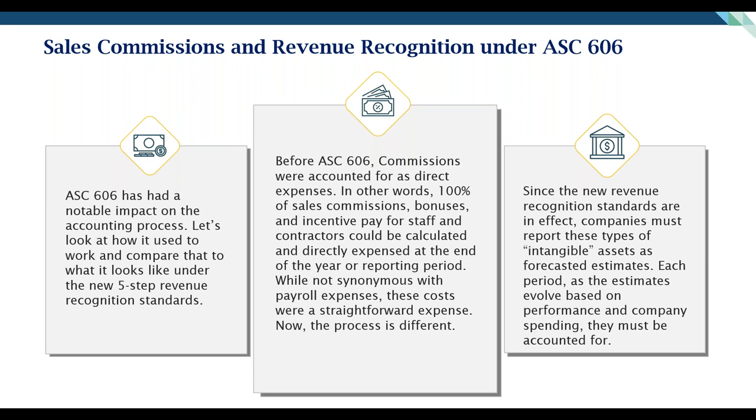So now we have this, I always like to use the word bifurcation between how you're paying commissions and how you're expensing commissions, because before they were more or less one and the same. Now they're bifurcated because I may pay commissions in April, but if I have a five-year contract, I have to now expense that over that five-year period. So it's very different accounting now.